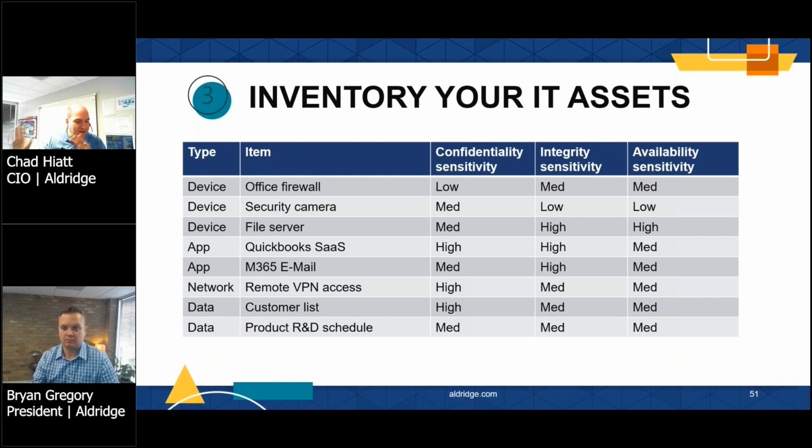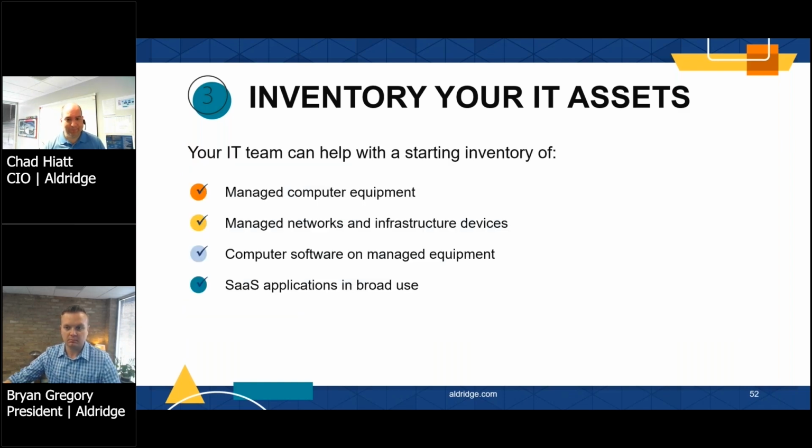So the hard part about this inventory is probably filling out the start of what the items are. And then it's pretty easy to start saying, okay, is that high, medium, or low for each one of those sensitivities? So let's go into how you start populating a list of items. And there's a couple of ways to get started with that. So your IT team can help.